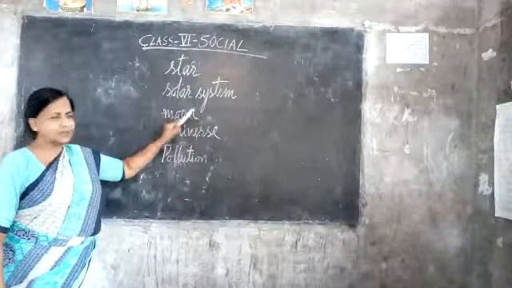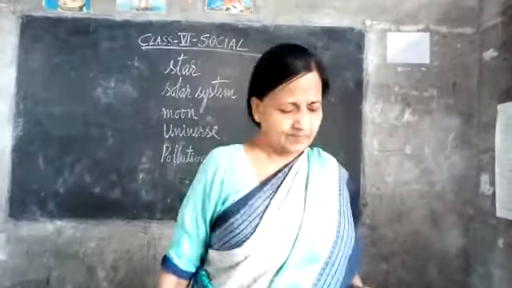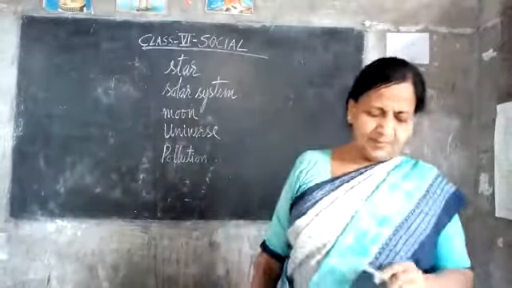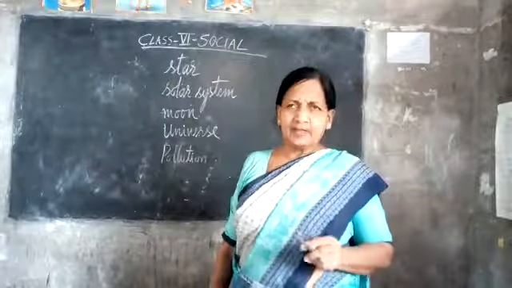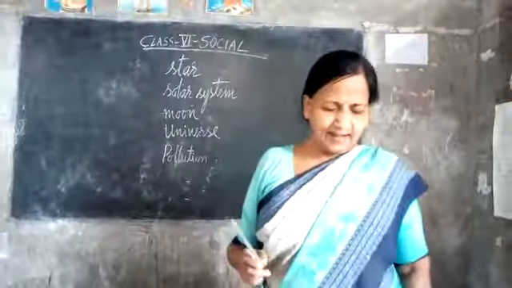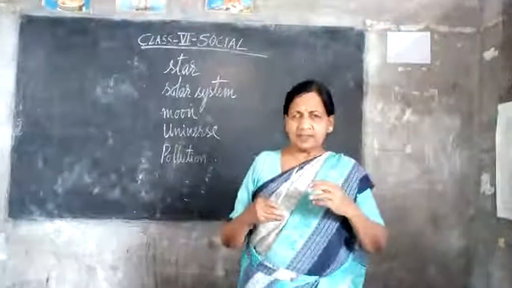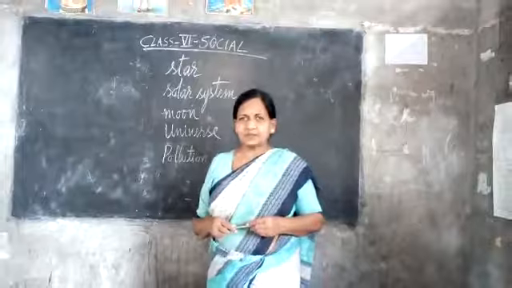Now we are going to the solar system. What do you mean by solar system, children? The 8 planets, the satellites, and the celestial bodies all joined together is known as the solar system.